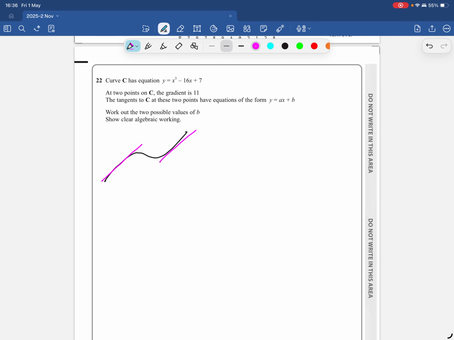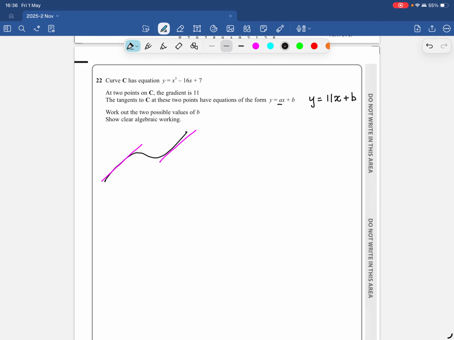Now, first of all, if these tangents have a gradient of 11, then this isn't just y equals ax plus b, it's y equals 11x plus b. Because this one gives you the gradient, right? We normally call it y equals mx plus c, but it doesn't matter. So we've already found what the a is there. We need to find the b, and in order to do that, we've got to find out what the x's could be and what the corresponding y's would be, and then we can solve for the b.